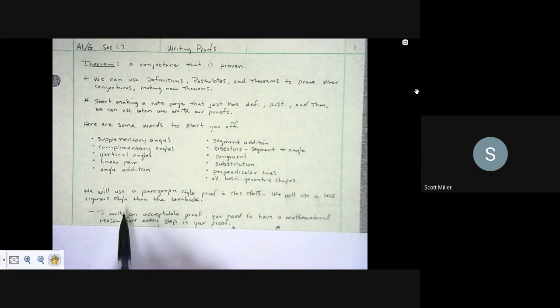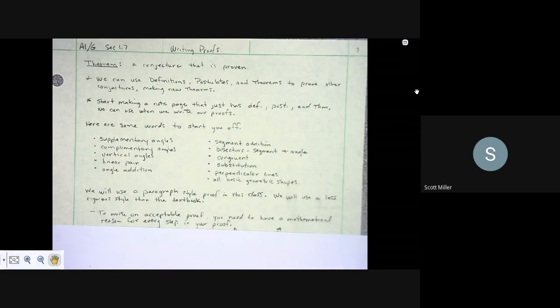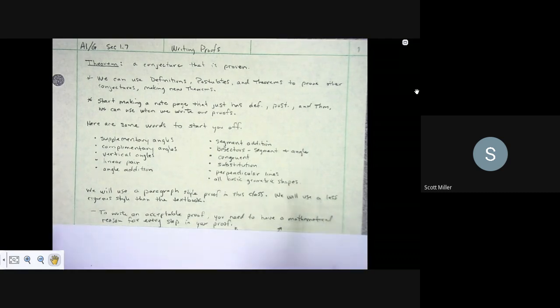We're going to be doing a style of proof. There are several different styles: two-column proofs, flow proofs, and paragraph proofs. We're going to use more of a paragraph proof style in this class, but we're not going to go as rigorous as the textbook wants. I'm not looking for heavy-duty rigor. What I'm looking for is a logical argument for why something is the way it is, and you have to give a reason for each of your steps. The reason has to be related to something you've seen so far. It could be one of these words.